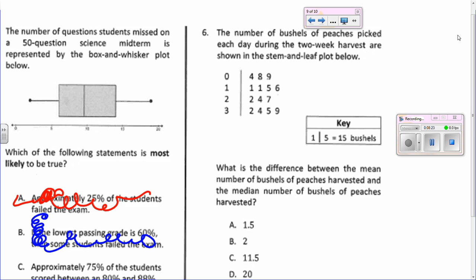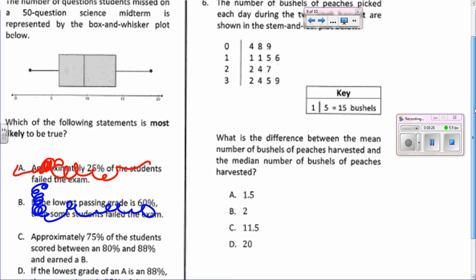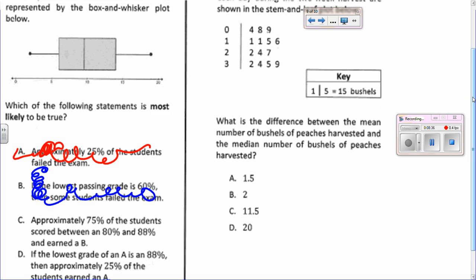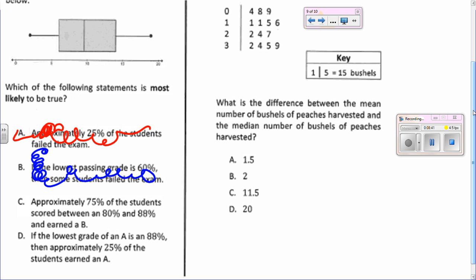Alright, C: approximately 75% of the students scored between an 80 and an 88%. That's also not true, because between an 80 and an 88% would be the people who missed between 10 and 6. So that's only 25%.